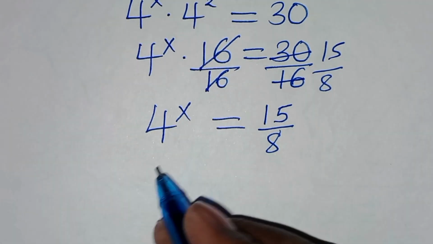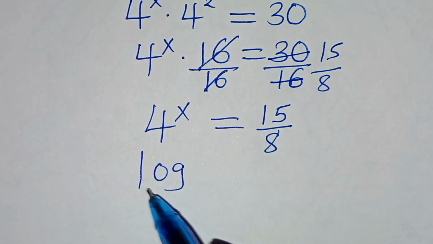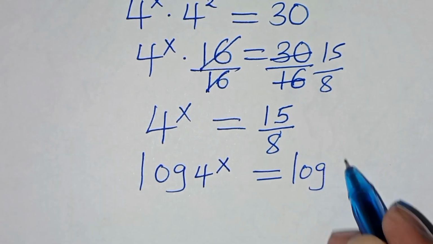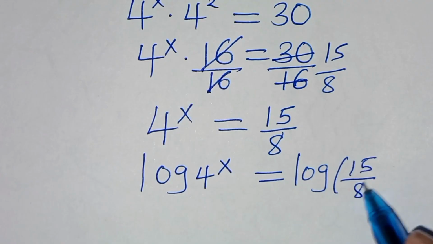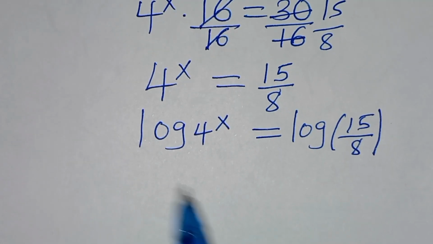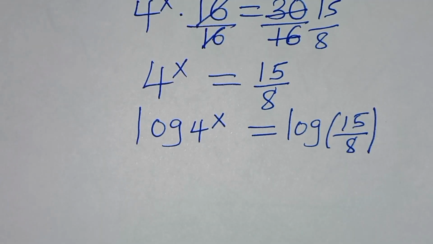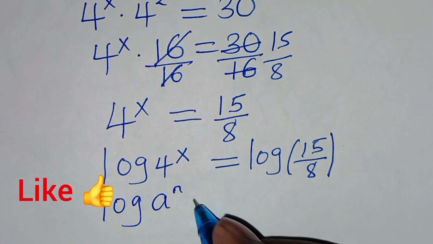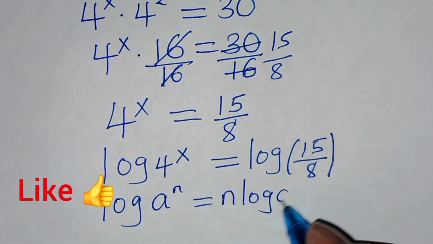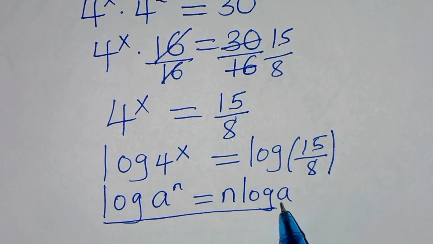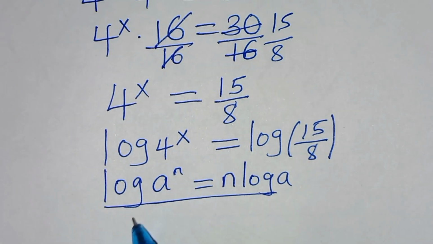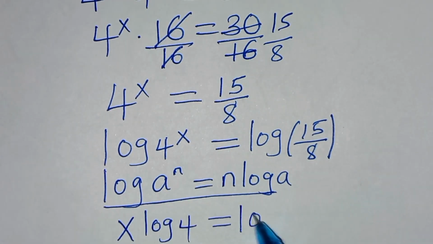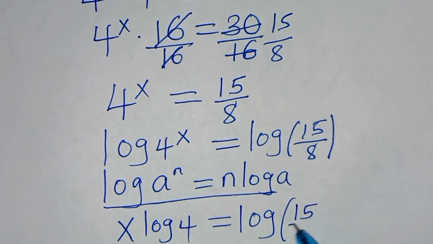To solve for x, we introduce logarithm on both sides. So this is log 4 to the power x equal to log 15 over 8. Now, log 4 to the power x is in the form of log a to the power n, which we can express as n log a. Applying this exponent property, log 4 to the power x is the same thing as x log 4. This is equal to log 15 divided by 8.